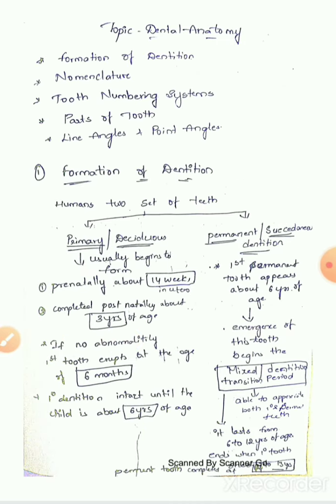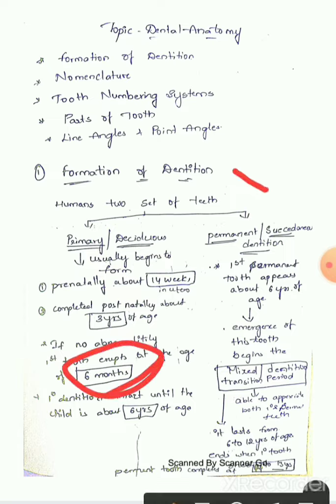If there are no abnormalities and the child is in completely healthy condition, the tooth usually erupts into the oral cavity at about the 6th month of age. In the 6th month we usually appreciate the mandibular incisors erupt into our oral cavity. Most commonly incisors erupt at the 6th month of age. And the primary dentition period stays up to 6 years.